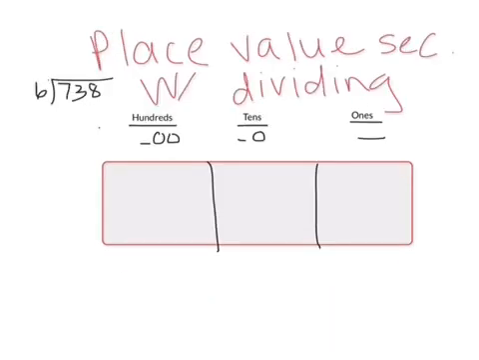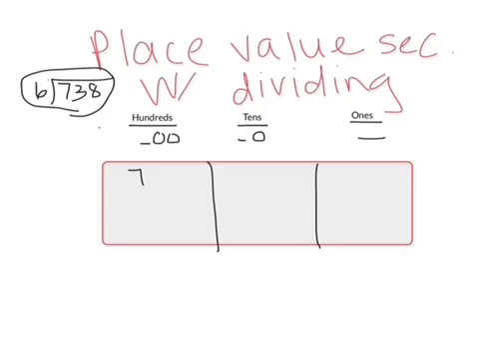Now I'm going to show you how we can use the place value sections with dividing. We're basically going to work backwards to find our quotient instead of finding a product like we would before. So we already know the product and we're working backwards. So our division problem is 738 divided by 6. We're trying to find the quotient, but we already know the big number, or the product, is 738.